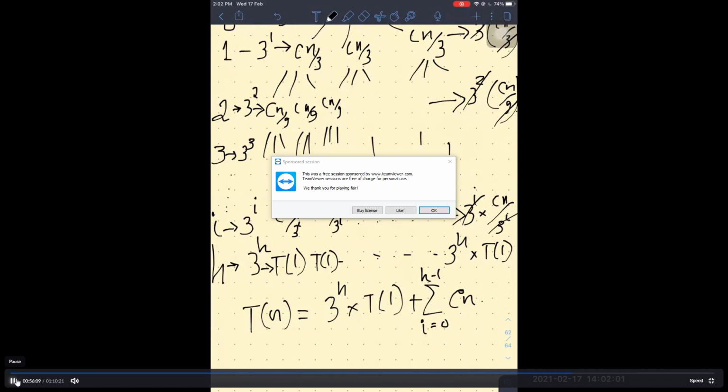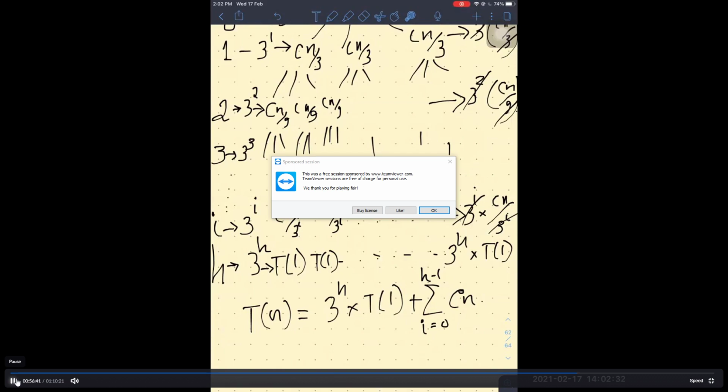Did you get h minus 1 because of T(1)? Yeah. So we assume that at level h we are getting T(1). For all the other levels above that, we get c(n), so we just replace this i with h minus 1. Is it clear?